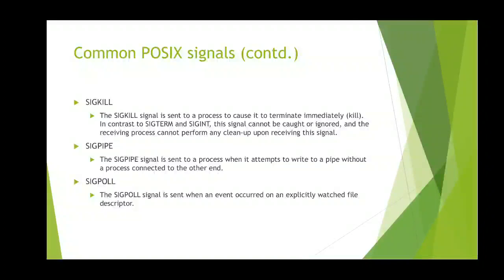If we want to terminate a process, we can send the SIGKILL signal. And the SIGKILL signal will immediately terminate the process. And the SIGPIPE signal is sent to a process when it attempts to write to a pipe without a process connected to the other end. In other words, the SIGPIPE signal is received by the process when it is trying to write to a broken pipe. And we will see this pipe IPC method in the next class.